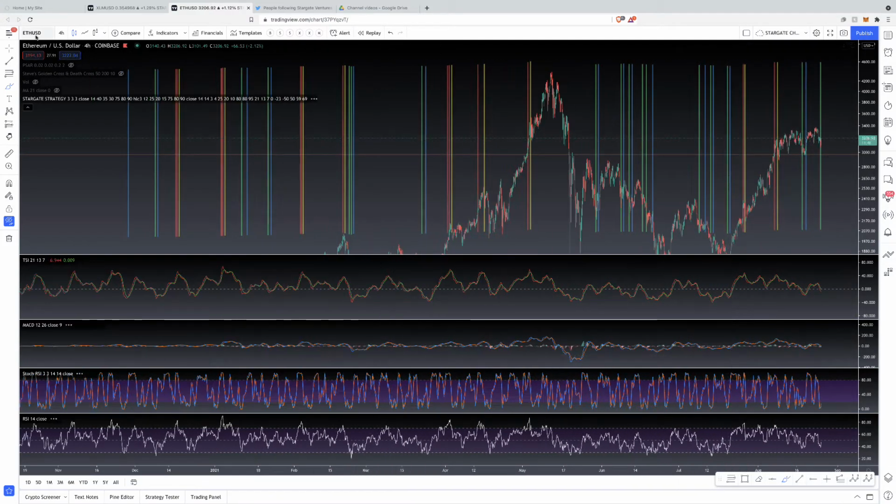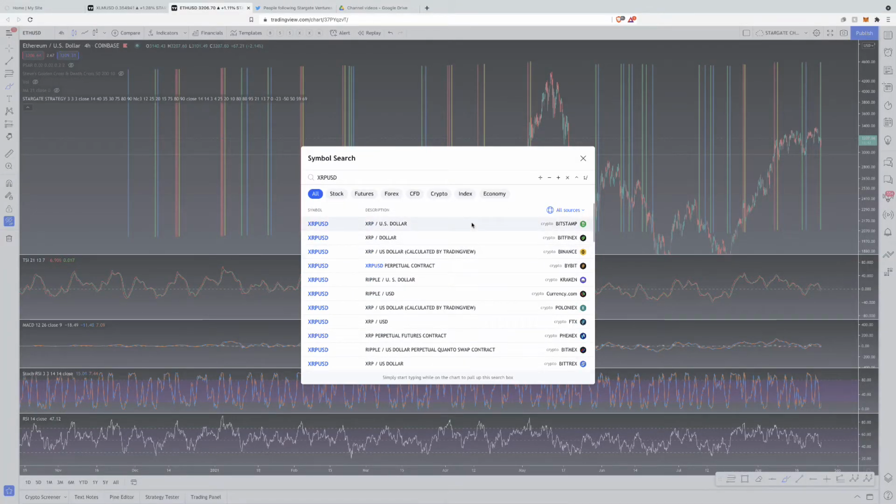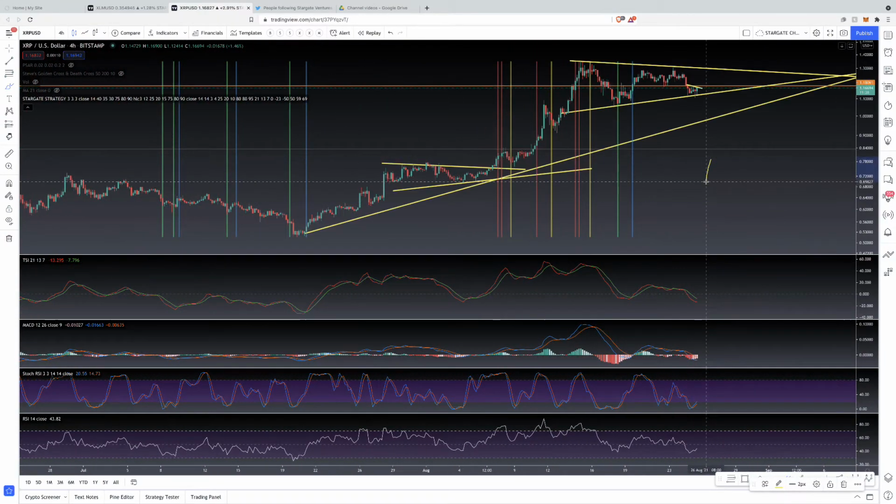Now we can go to like XRP. See an XRP start to recover.